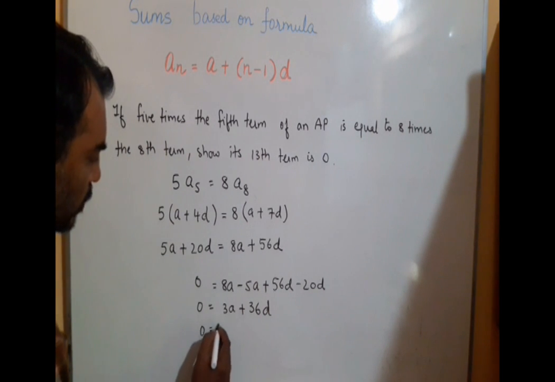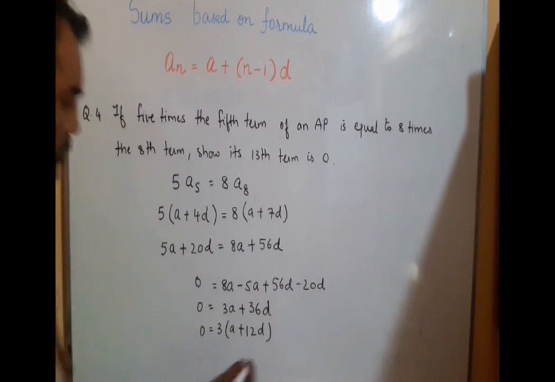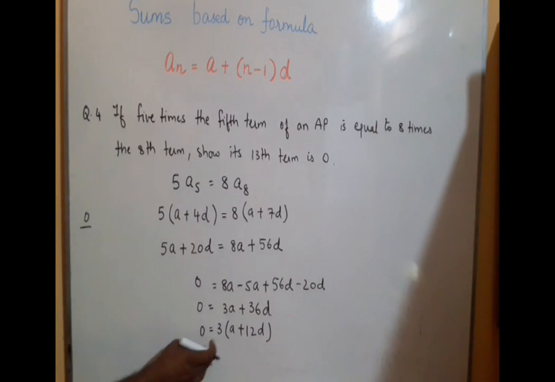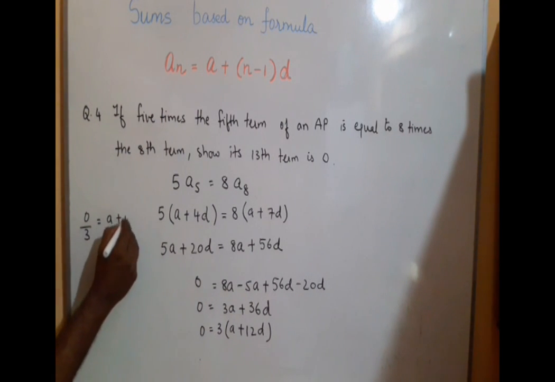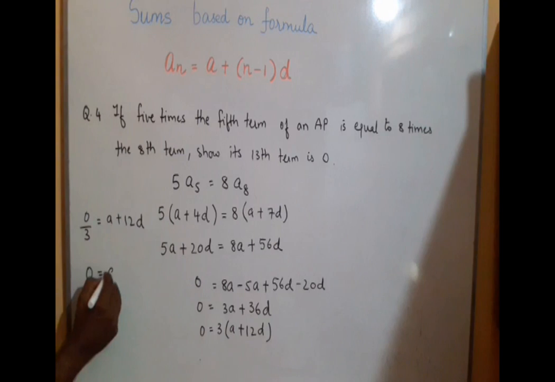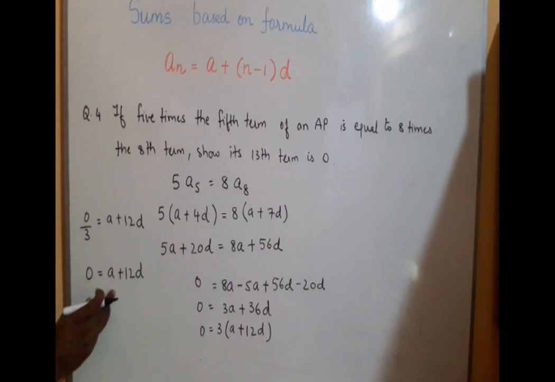Now we take out the 3 common, so we get a plus 12d. Now from here, we take the 3 in the denominator, so 0 by 3 equal to a plus 12d. But 0 by 3 is 0, so 0 equal to a plus 12d. Now what is a plus 12d? Yes, a plus 12d is the 13th term, so we have 0 equal to a13, and hence we have proved the 13th term is 0.